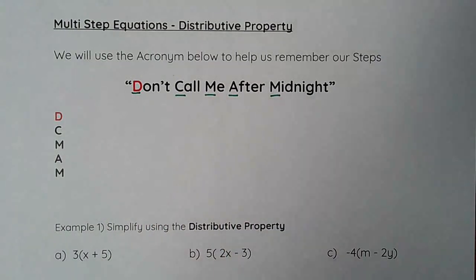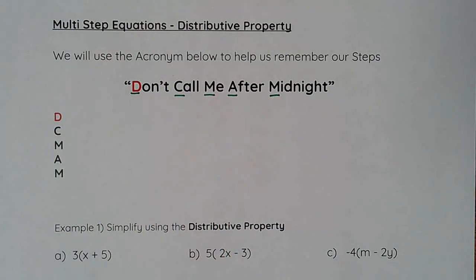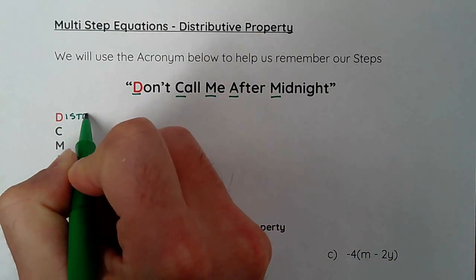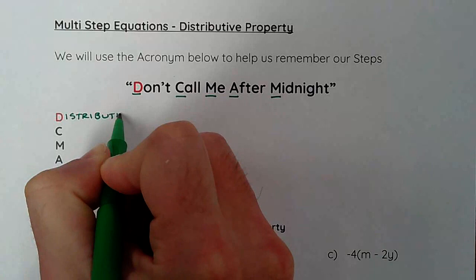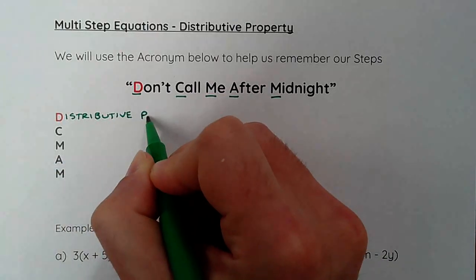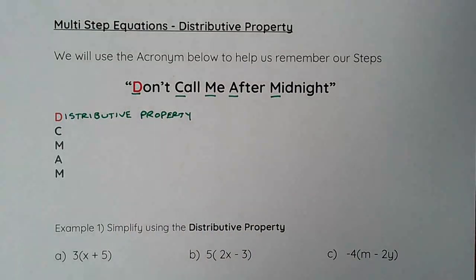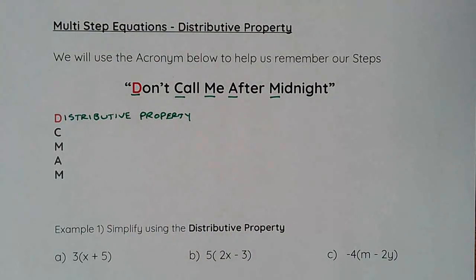DCMAN. The first step is going to be D, for don't. Like I said in the beginning, we're going to start with the distributive property. The distributive property is a property we've learned in the past. It's a multiplication property, and it allows us to distribute a value amongst multiple values.